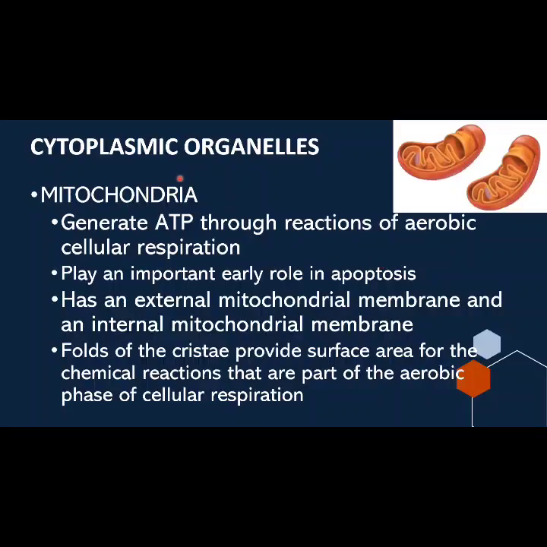The folds of the cristae provide a surface area for the chemical reactions that are part of the aerobic phase of cellular respiration, again for the production of ATP. Since the cristae provide the surface area, this is where you can find the enzymes needed for cellular respiration. Aside from the cristae, you also have the mitochondrial matrix. In the mitochondrial matrix, you can also find a lot of enzymes needed for cellular respiration.